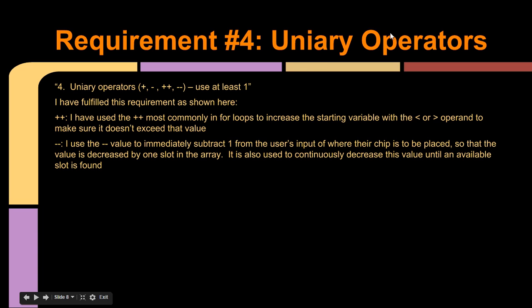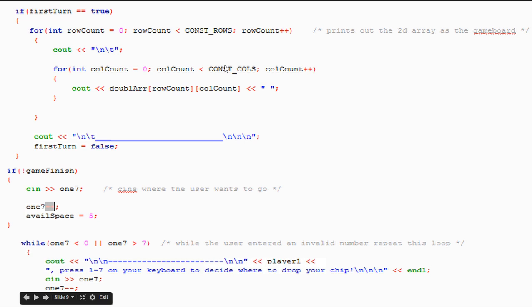So here's requirement number 4, unary. I use the double plus and double minus sign, mostly in for loops again, like a standard for loop with the plus plus. And I use the minus minus for the 1-7 because, as you know how arrays work, if you have a value like 1, that will be 1 up the array, because it actually starts at spot 0 and then goes 1, 2. So that's why I did the minus here, so that if the user enters, say, 1, then it'll actually go in the 2 column.